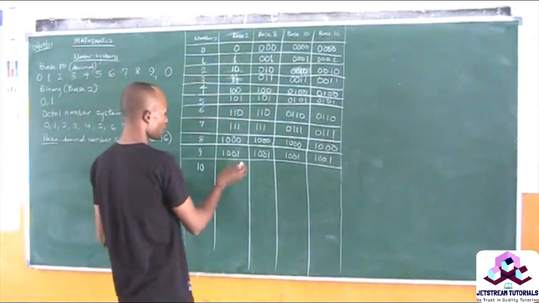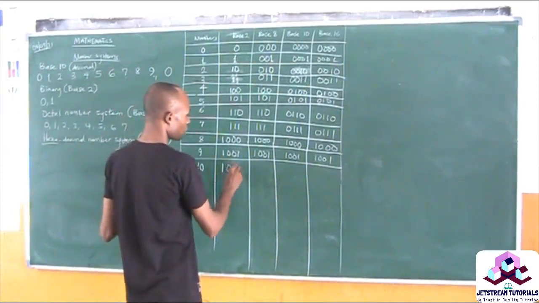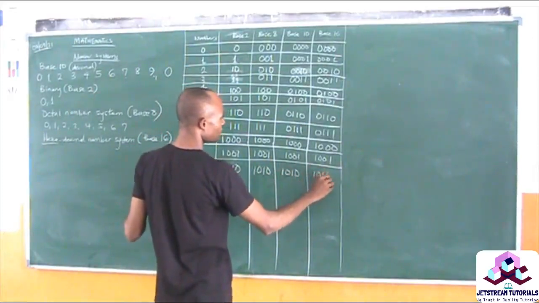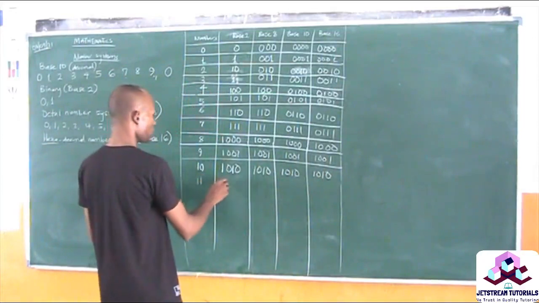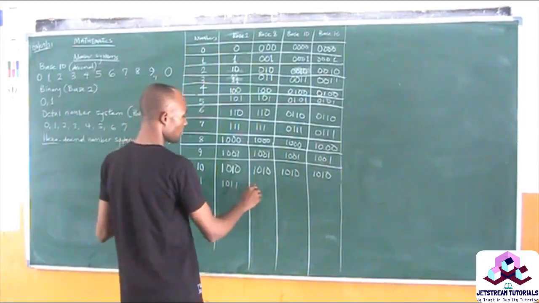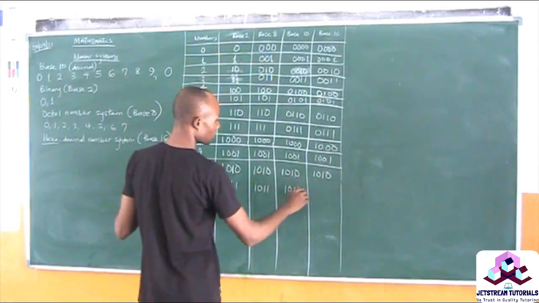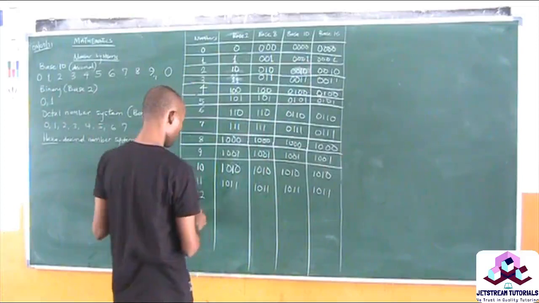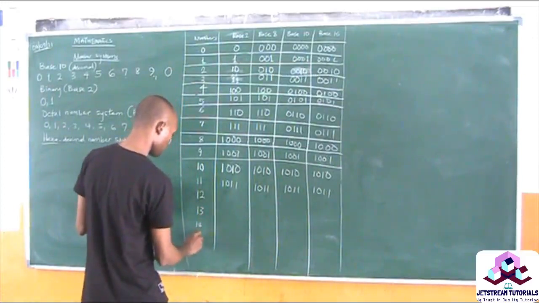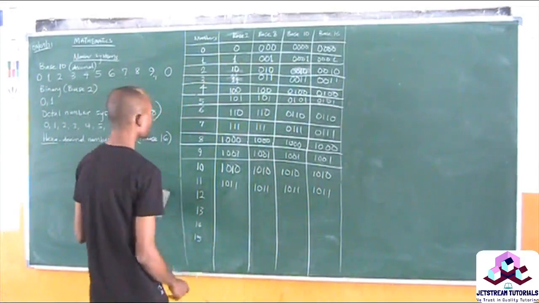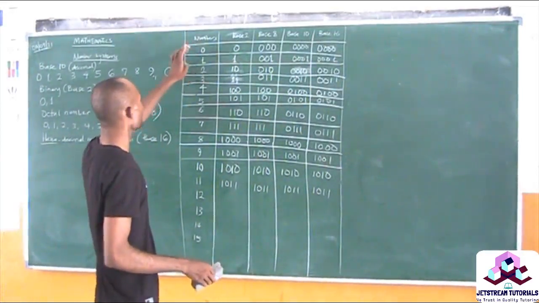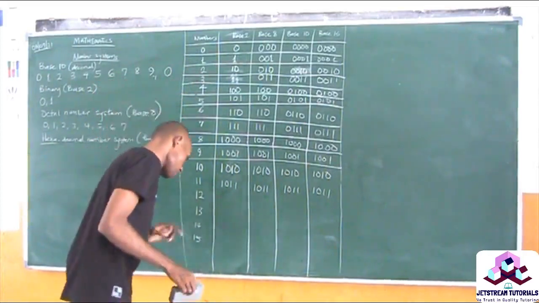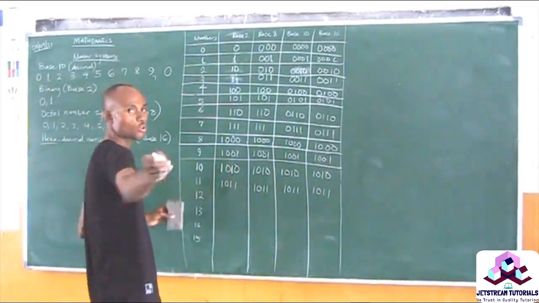So in the 10th one, let's continue, add 1. So it continues like that. You keep adding 1, keep adding 1, keep adding 1 until you finally get to 16. Remember, we started from 0. So we have 0, 1, 2, 3, 4, 5, 6, 7, 8, up to 16. So wherever we have 1 all through, then we stop.